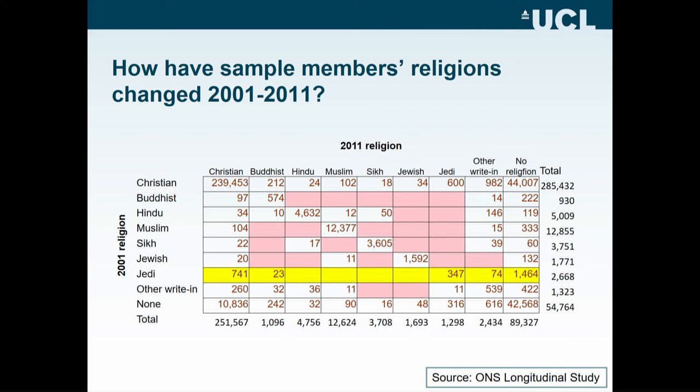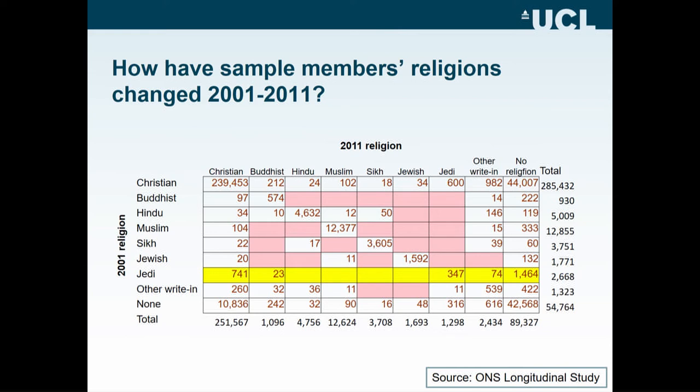This cell here, 347, this is from a 1% sample of the population. It's not the whole. 347 people out of 2,600 were Jedi in 2001 and, sorry, were Jedi in 2001 and still Jedi in 2011. 741 people were Jedi in 2001 and had become Christian by 2011.